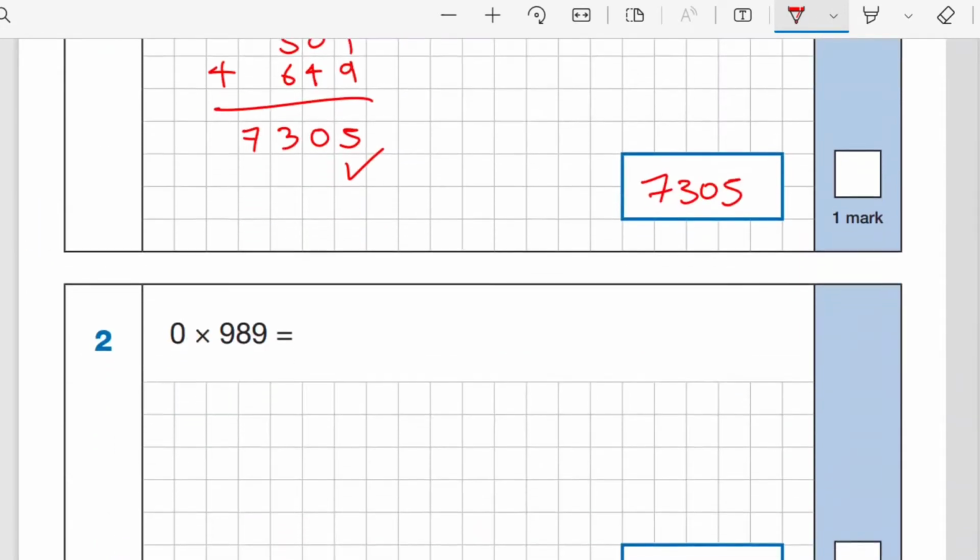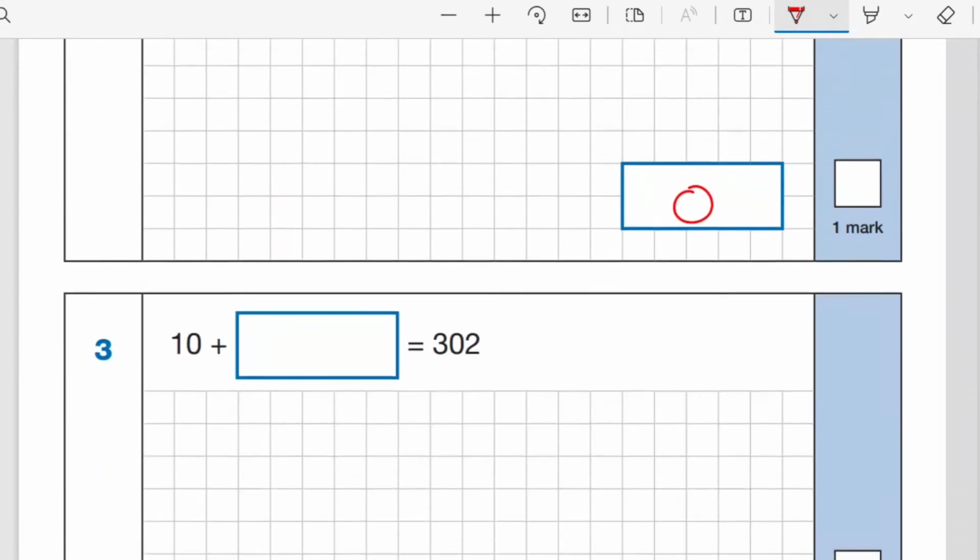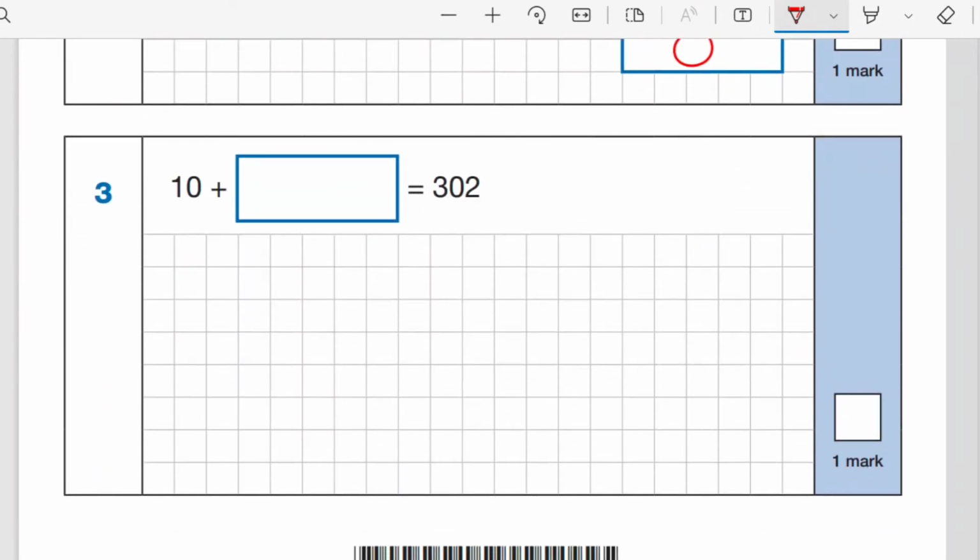Now for number 2, anything times 0 is 0, so we move on. 3, 10 add something gives us 302. A nice trick is to just do the reverse, which is subtract 10, yeah? So we can subtract 10 mentally, or we can just be careful and just do it here. Put 302 and 10 over here, and just subtract it, because you have plenty of time to do this test.